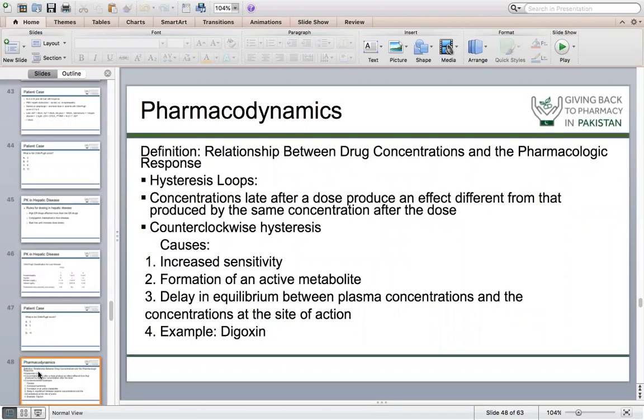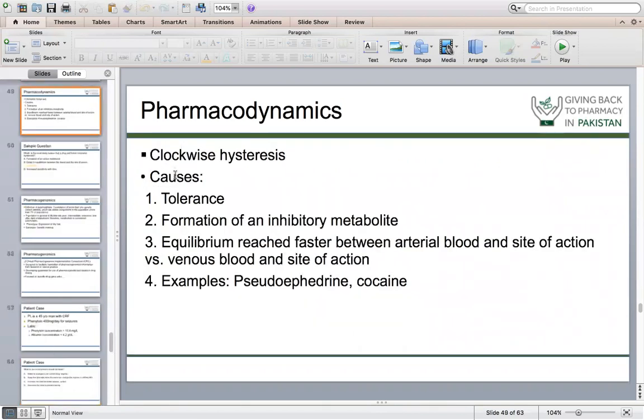There is another loop which is also important, clockwise hysteresis. What could be the causes of this? Tolerance, formation of an inhibitory metabolite, or equilibrium reached faster between arterial blood and the site of action versus venous blood and the site of action. Examples include pseudoephedrine and cocaine.